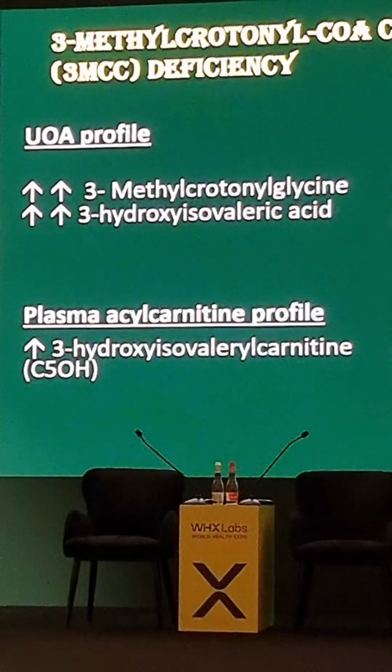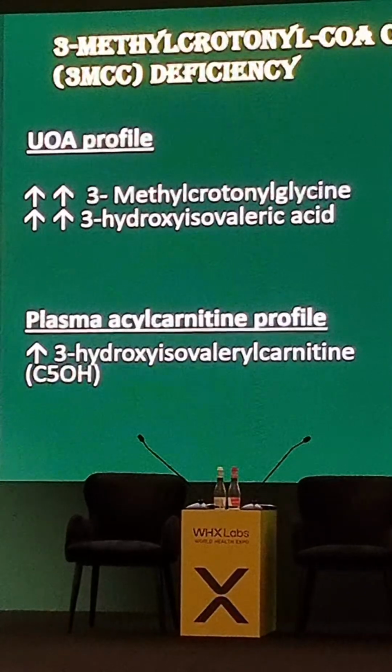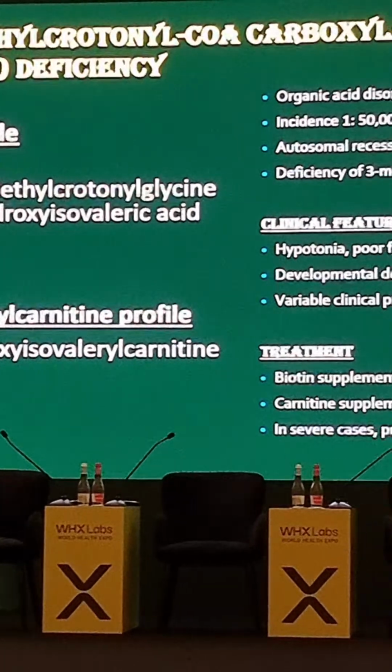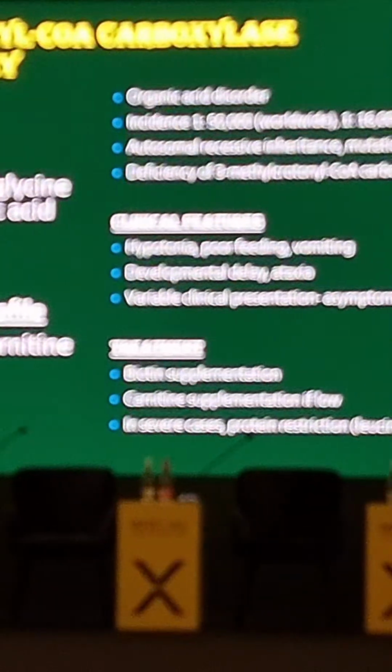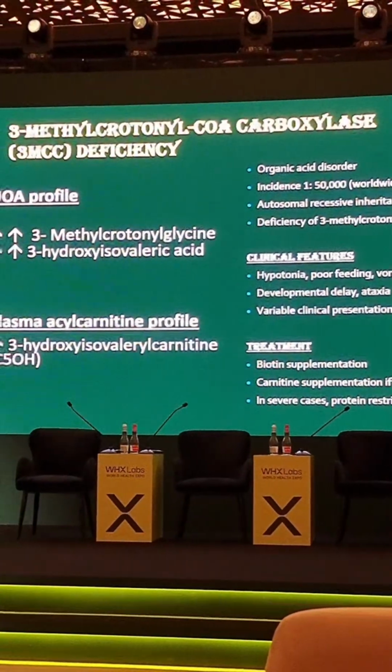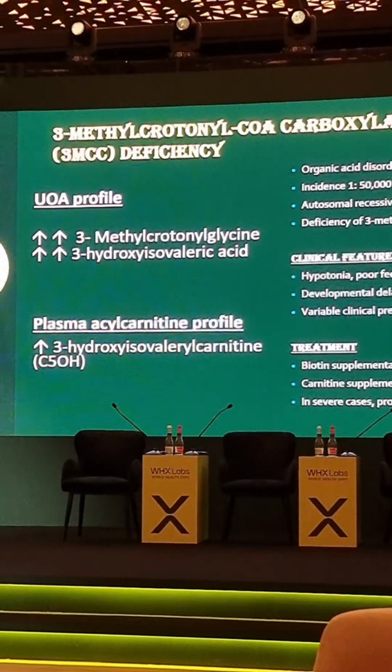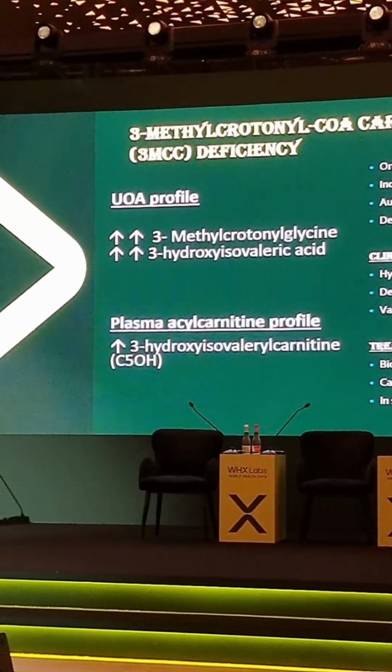Coming to case number 8. Many of you might have seen this. It's a common disorder. There's a gross elevation of 3-hydroxyisovaleric acid and also 3-methylcrotonylglycine. Both the peaks are seen. So this is a case of 3-methylcrotonyl-CoA carboxylase deficiency. In the plasma acylcarnitine profile, you will see elevated C5OH or 3-hydroxyisovalerylcarnitine. This is an organic acid disorder with a worldwide incidence of 1 in 50,000, whereas in Qatar, we found the incidence much higher, 1 in 16,000.